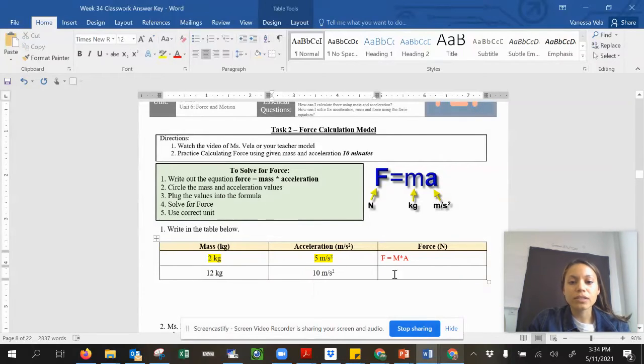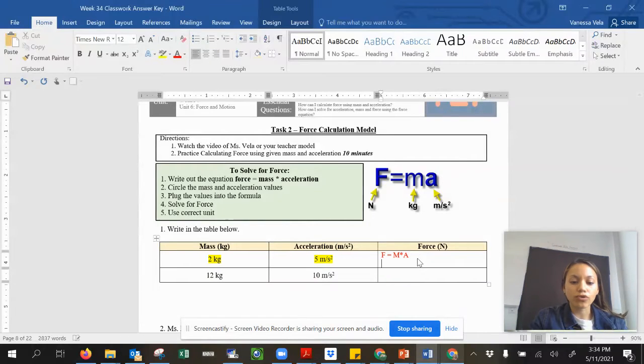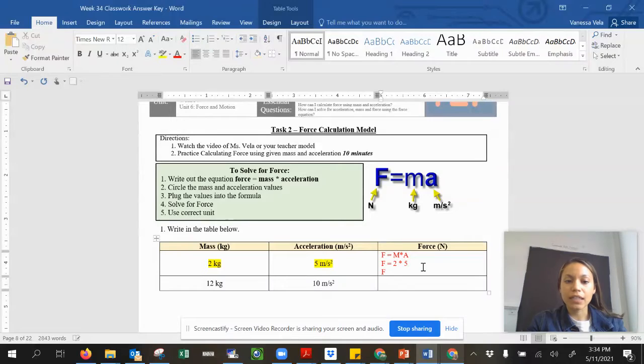Now plug the values into the formula. So force, we don't know yet, but we do know mass, which is 2, and we also know acceleration, which is 5. You can leave the units out for the beginning, but make sure to place them back in at the end. So after that, we solve for force. 2 times 5 is 10. This is a rather simple problem. And then use the correct unit.